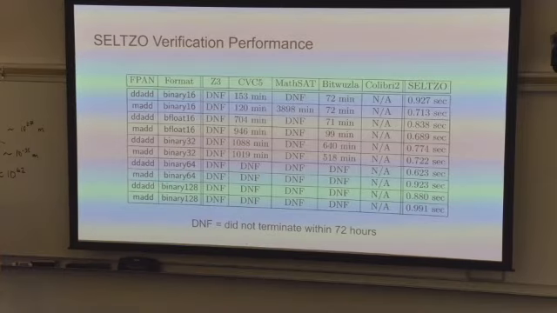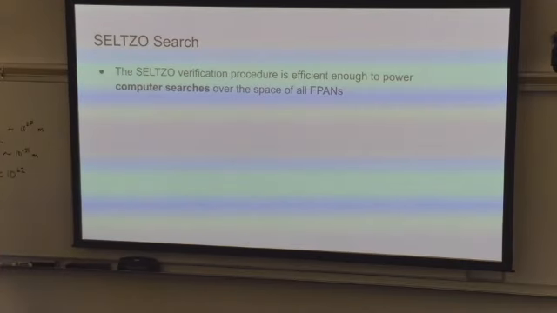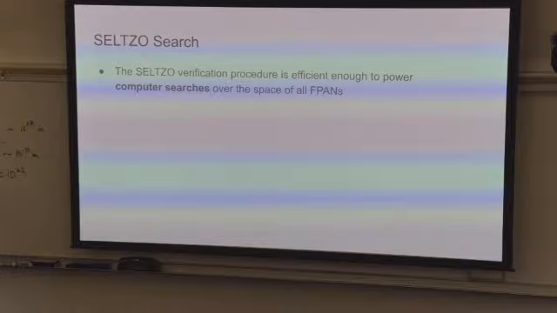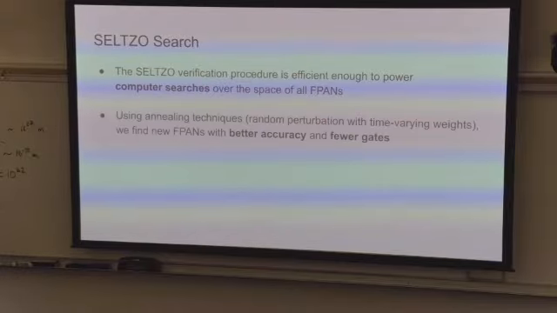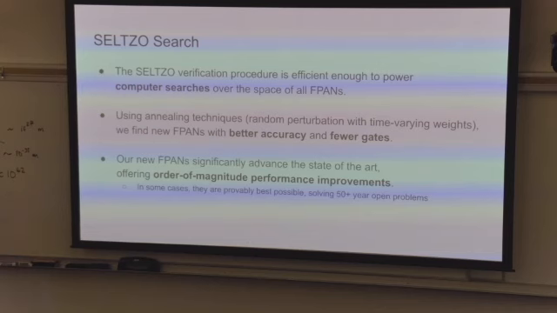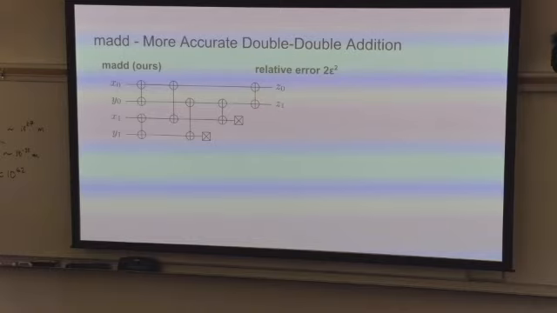So, having this procedure in hand, what I then did is I said, okay, I can now do a computer search over the space of all possible FPANs to try to find more efficient algorithms. Basically, I just did this sort of random statistical search inspired by thermodynamics, and I actually managed to find some really good new algorithms for adding floating point expansions.